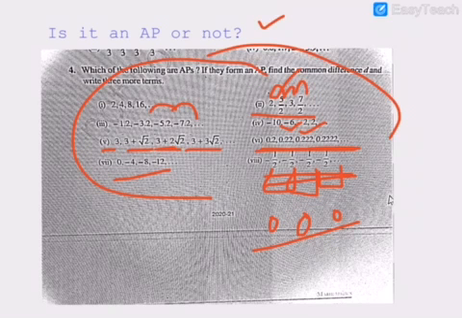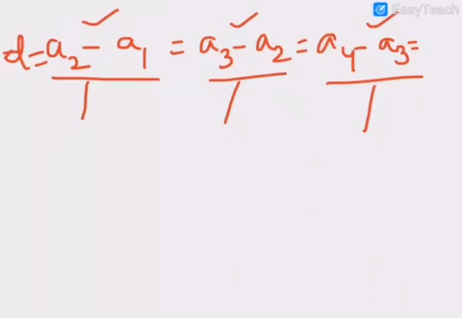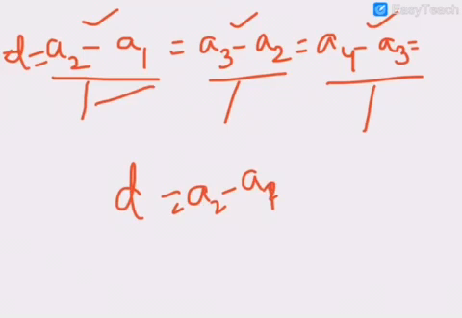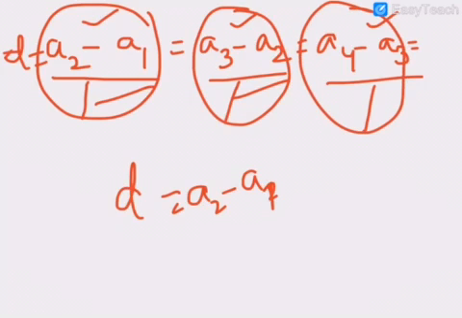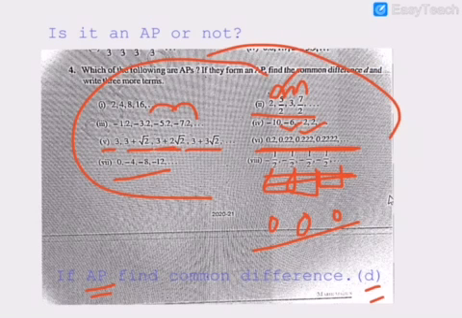So this is how we are going to do the sums: it is an AP or not. Now the next model is find common difference. They will give you it is an AP, find the common difference. Again same formula, d is equal to a2 minus a1. Here you don't need to do all these checks because they have already given it is an arithmetic progression. You can do a2 minus a1, or a3 minus a2, or a4 minus a3. By doing any of these things you can solve the second type of sums.